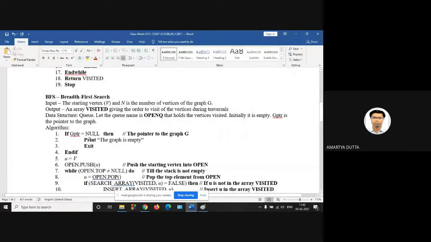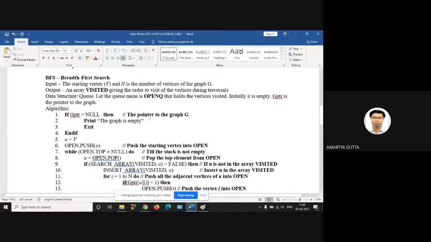If the GPTR is null, then print the graph is empty and exit. Otherwise, U is equal to V. That is, V is the starting vertex of the graph and it is copied in the U. Then open Q. Open Q is the name of your queue and this will be NQ.